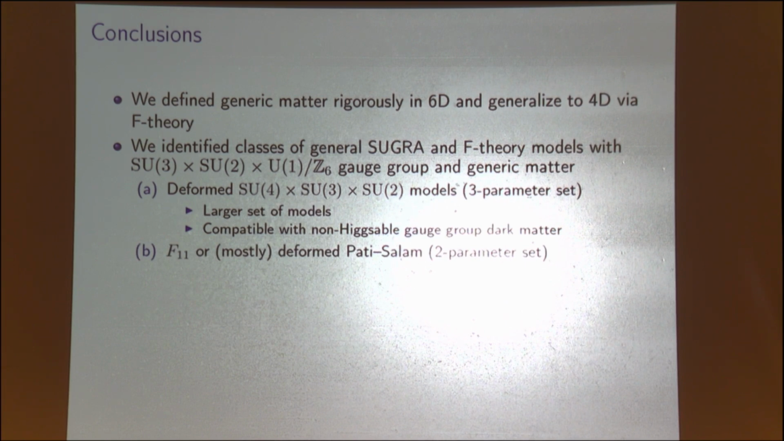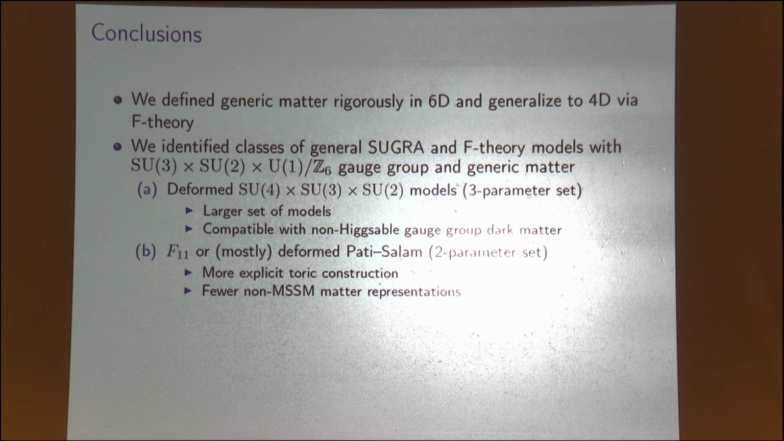The second class, which was the smaller class, can all be constructed using the F11 toric fiber or mostly via deformed Pati-Salam. This gives you access to this more explicit toric construction, which gives you a lot of nice combinatorial tools for investigating properties of these models. And it has fewer non-standard model matter representations, because this corresponded to setting y equals to 0, which turned off several of the multiplicities for these non-MSSM representations.